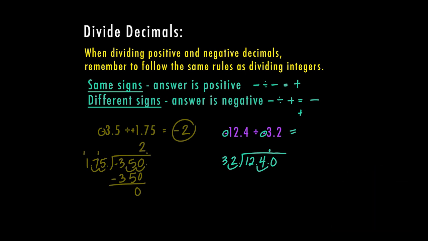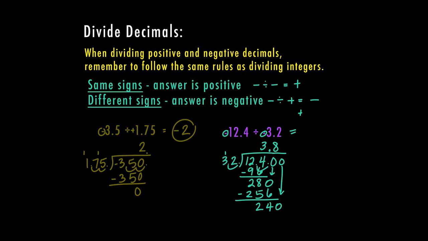I know that 32 goes into 124 3 times, and 3 times 32 is 96. So I'm going to go ahead and subtract that. 124 minus 96 is 28, and I do end up needing to bring that 0 down. So 32 goes into 280 8 times. 8 times 2 is 16. 8 times 3 is 24, plus 1 is 25. So I can go ahead and subtract here. And 280 minus 256 is 24, which means I'm going to need to bring down another 0.